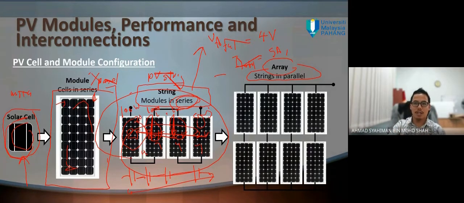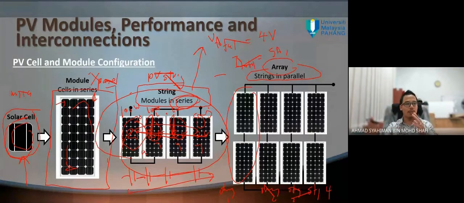That means this one is in series, and this can be called PV string 1. This is string 1, this is string 2, this is string 3, this is string 4. That means we get 4 strings connected in parallel. How do you know it is parallel? They are all connected in parallel like this. Okay, this is parallel.